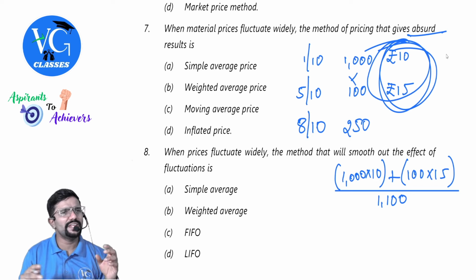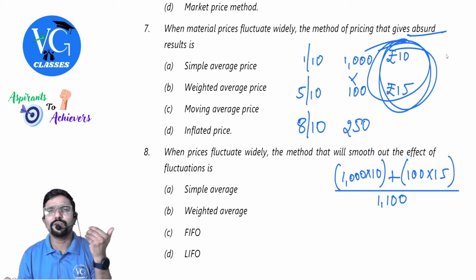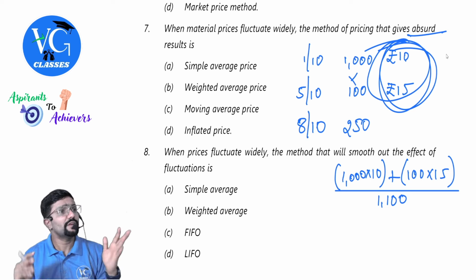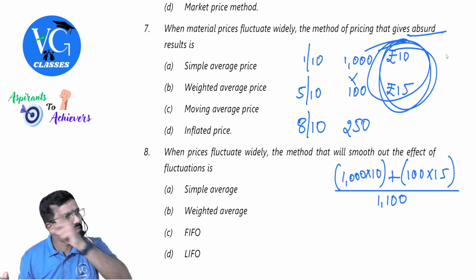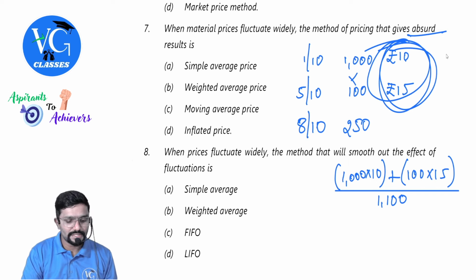So, if the prices are very near, for example 10, 10.5, 10.2 and all, it will not make a huge difference. But when it is 10, 15 or 25 and all, will it affect the pricing? Yes, it will affect the pricing. Hope you understood. So, what is the answer for this, guys?